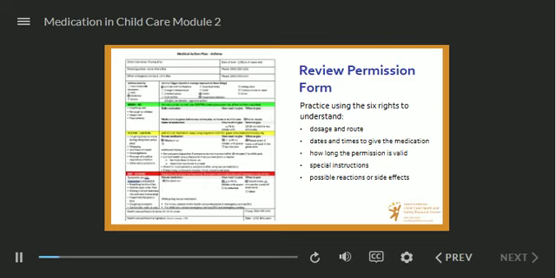Here is the medical action plan example, also available in the resources section. As with the permission form, using the 6 rights, understand what the medication is, what the dosage is, what route to give the medication, the dates and times to give the medication, how long the permission is valid for, any special instructions, and possible reactions or side effects.